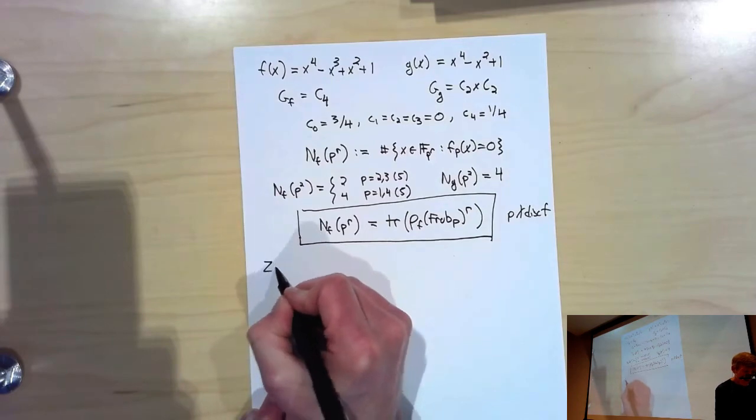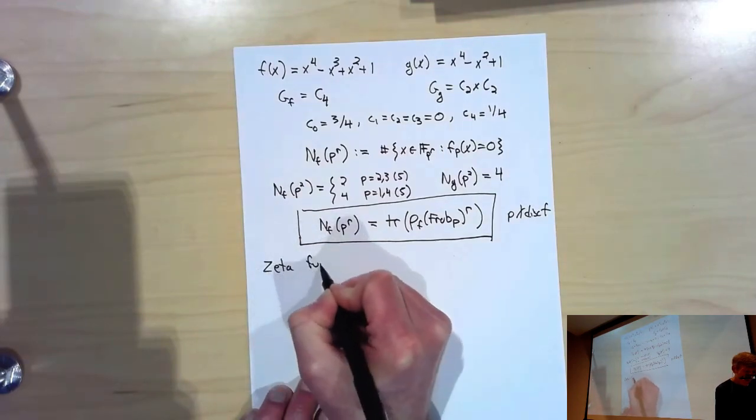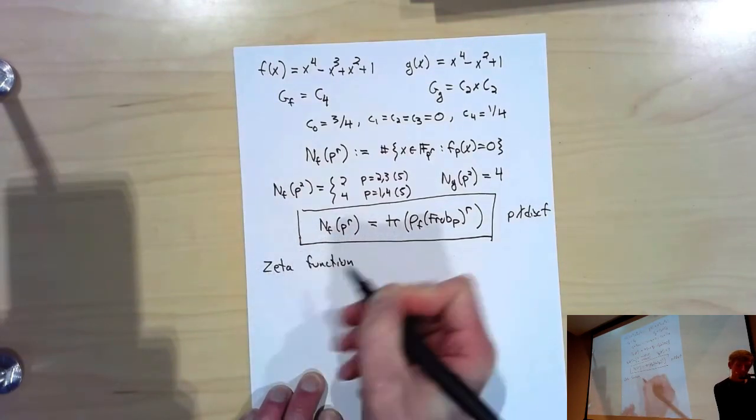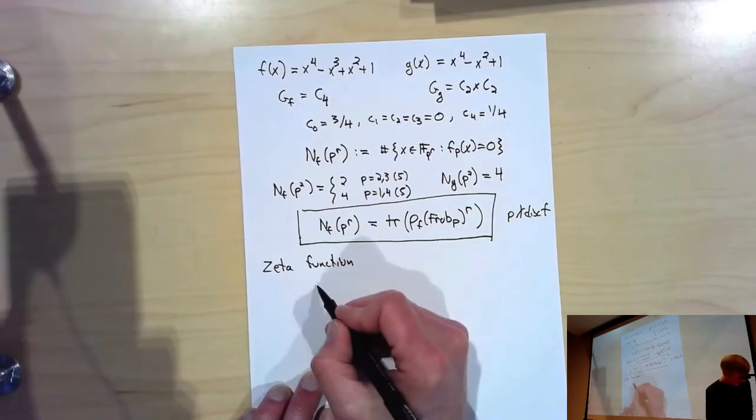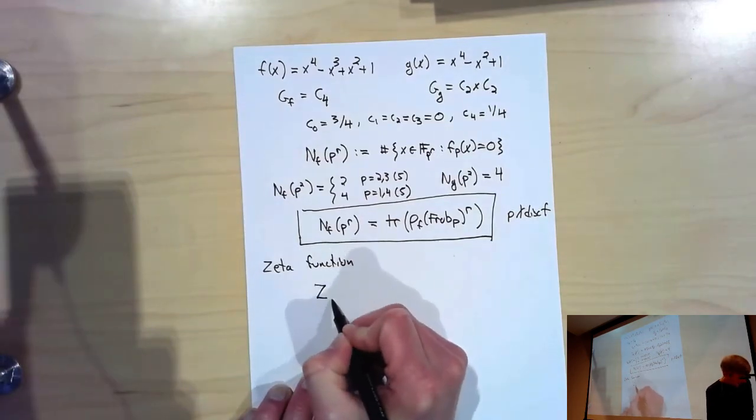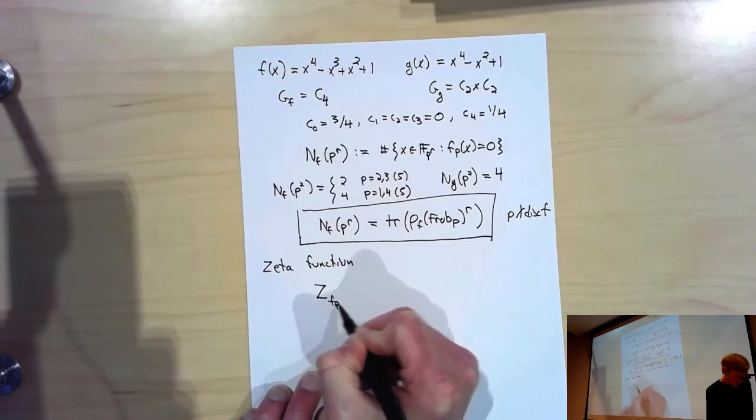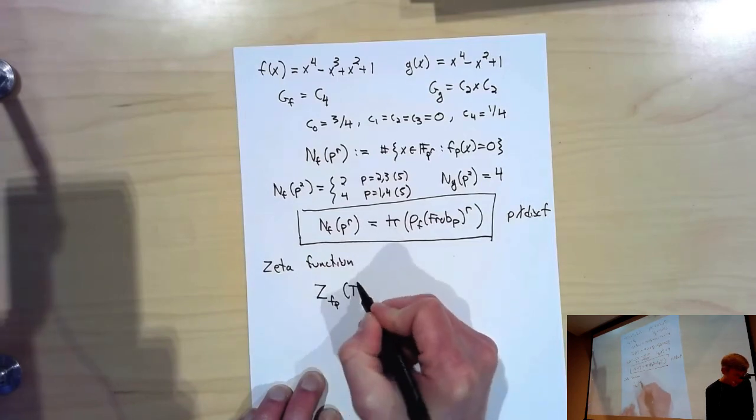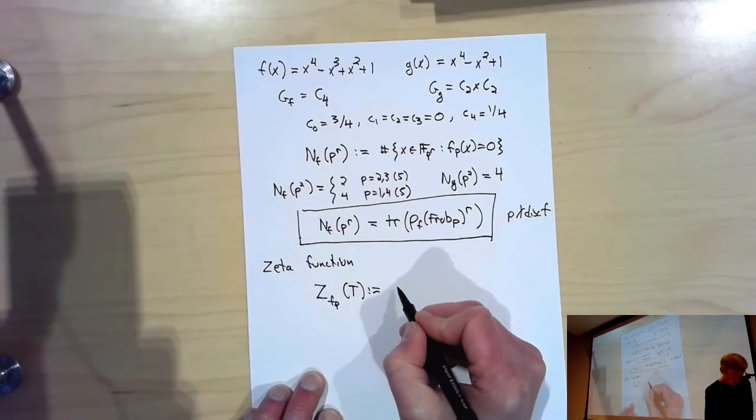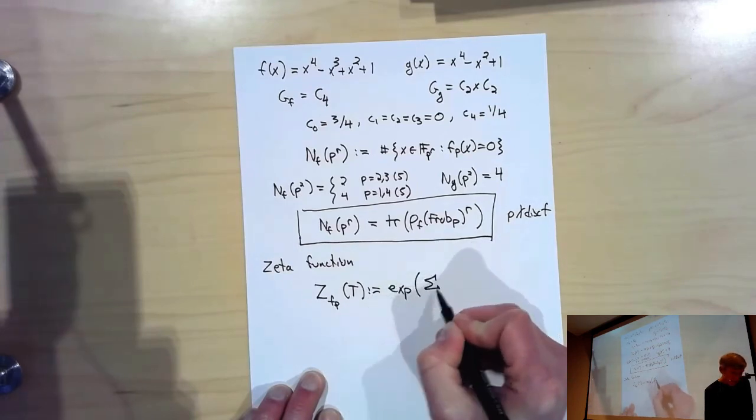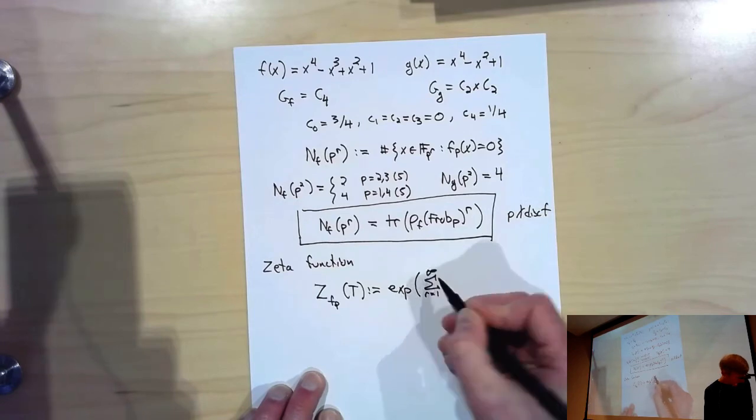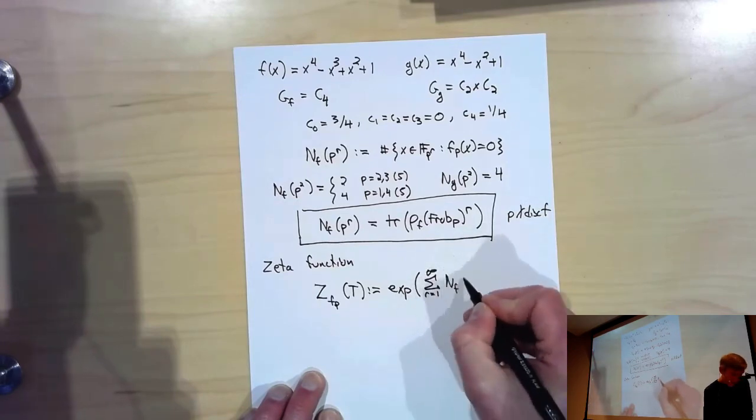And so this leads naturally to the definition of the zeta function. Because in general, depending on the degree of f, we might need to compute these N_f(p^r) for larger and larger values of r. So let's compute all of them. We're going to package these up into a single generating function called the local zeta function of f at p. This is going to be defined as exp of the sum over r from 1 to infinity, where we compute N_f(p^r).